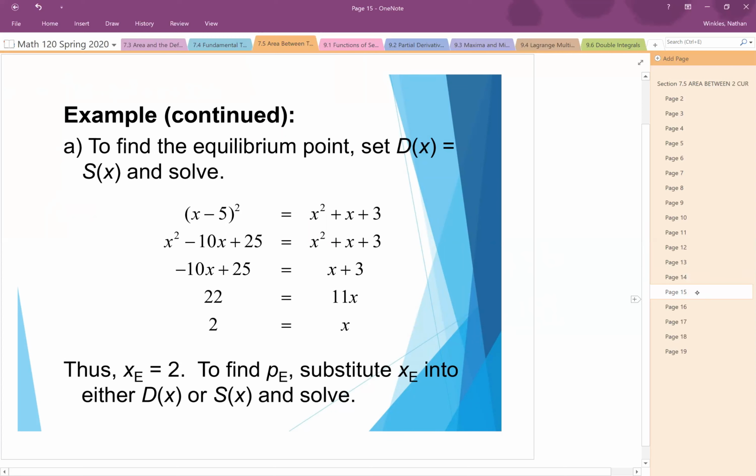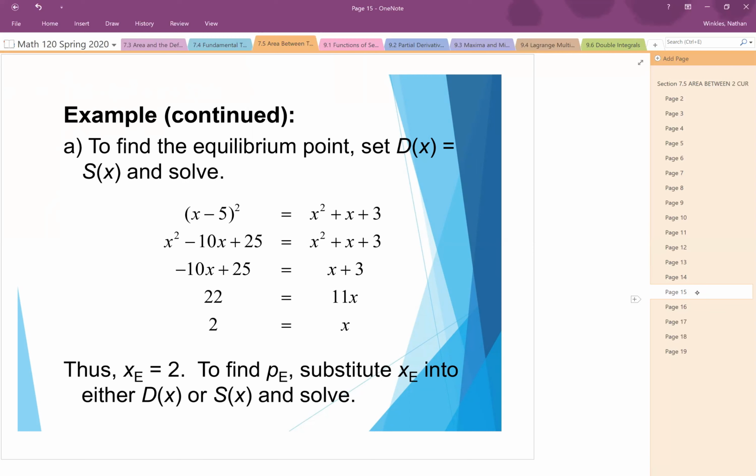So to find the equilibrium point, since we're not given any information, what we have to do is set our supply and demand functions equal to each other. So x minus 5 all squared equals x squared plus x plus 3. FOIL out the left-hand side, combine our like terms, and then we can cancel the x squareds because they have the same sign. We can add our 10x across and subtract our 3 across to get 22 equals 11x. So that means that x equals 2.